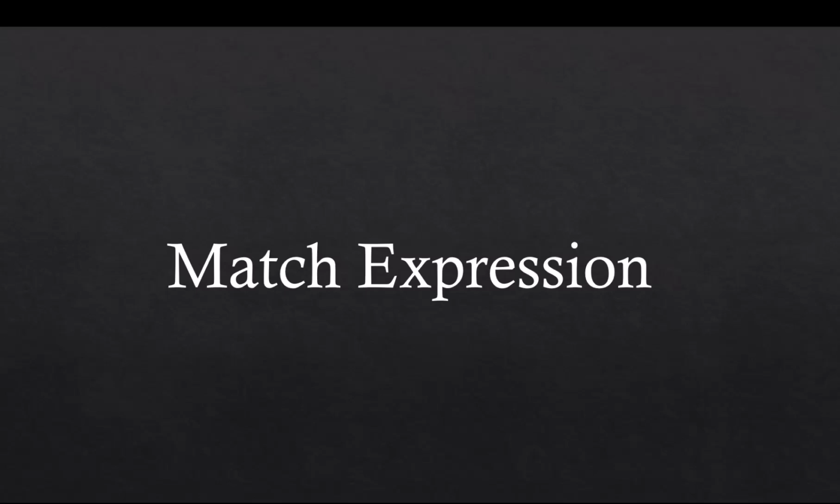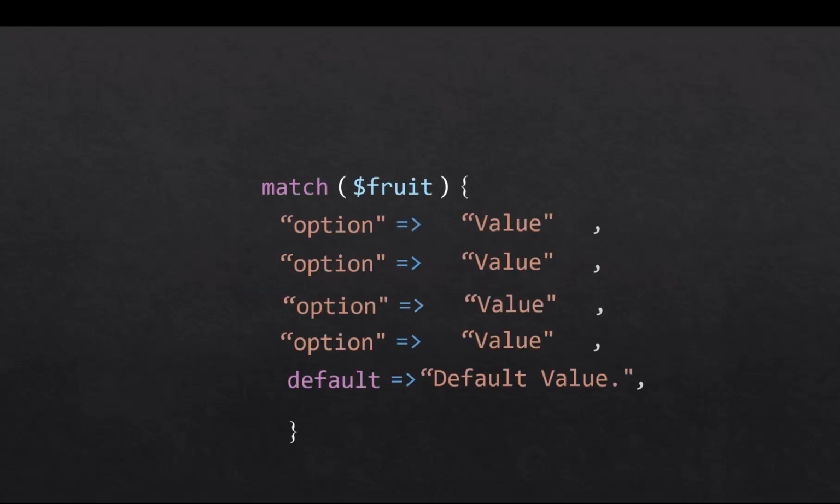Let's see how we can type our match expression. We start with a match keyword, then pass our variable which we want to compare, and on the left side of the arrow we type our options to compare with our variable. If any option matches, then we return the right side of the arrow, which is the value. If no options match, we have a default option as well, which will return if no option is matched.